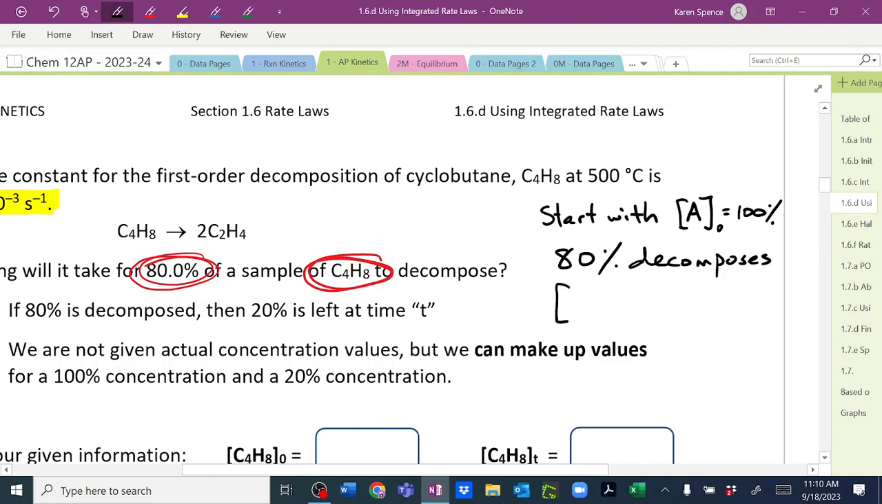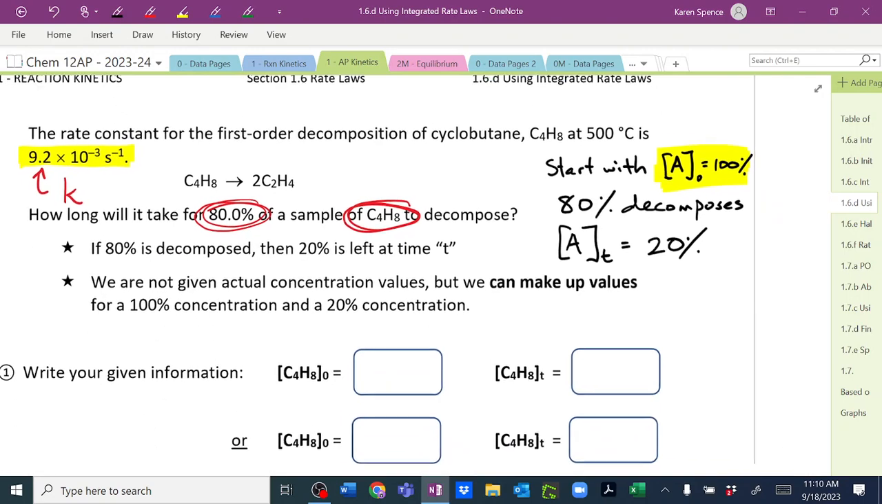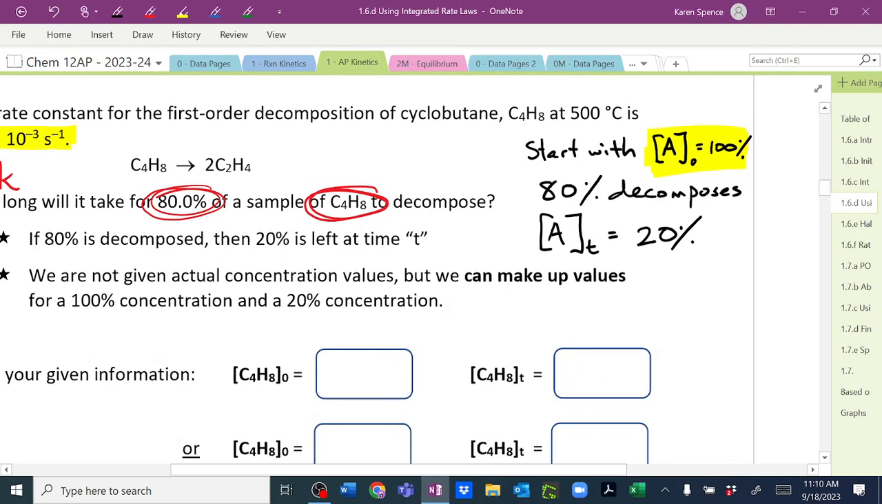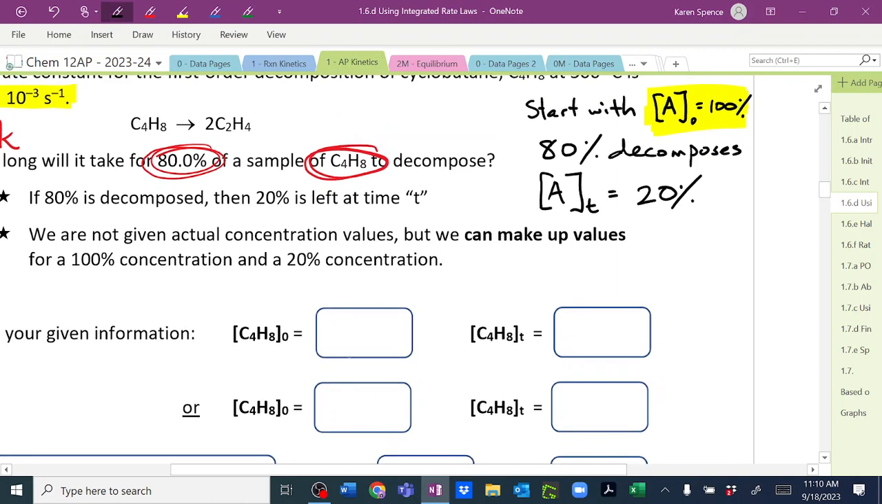So what is the concentration of A at time t? If concentration of A naught is 100% and 80% decomposes, what is the concentration at time t? 20%, okay? So basically all you do is you go around and you collect all your information. So you say the concentration at time 0. There's various ways of writing this. Because it says a percentage, I think you can just say 1 if you want to.